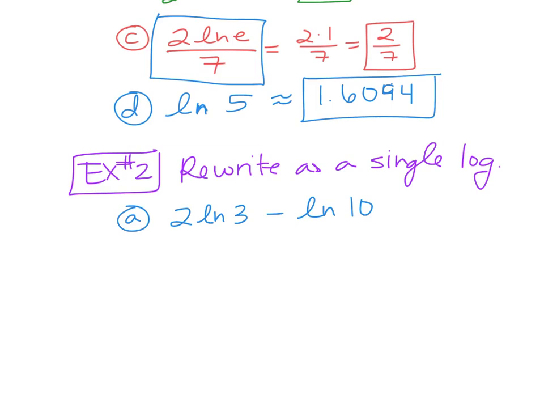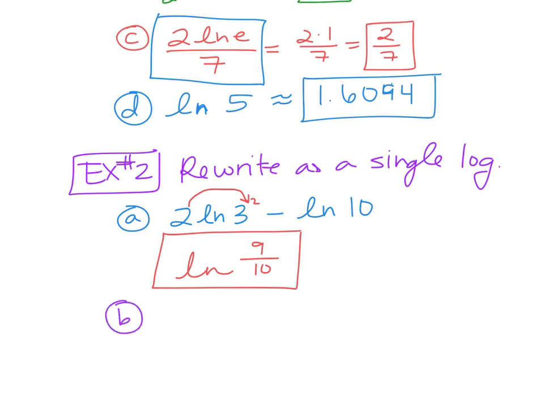Now, if we want to rewrite it as a single log, that means we can only have one ln in the problem, right? One natural log. So, one of the things you need to do is get this 2 out of here. So we're going to turn that 2 into an exponent, okay? The other thing is you're subtracting, which means we're doing what? Division. So if I take 3 squared, that would be 9, and we're going to divide that by 10. So as a single log, this would be the natural log of 9 over 10. Okay? So good, right? You love it.